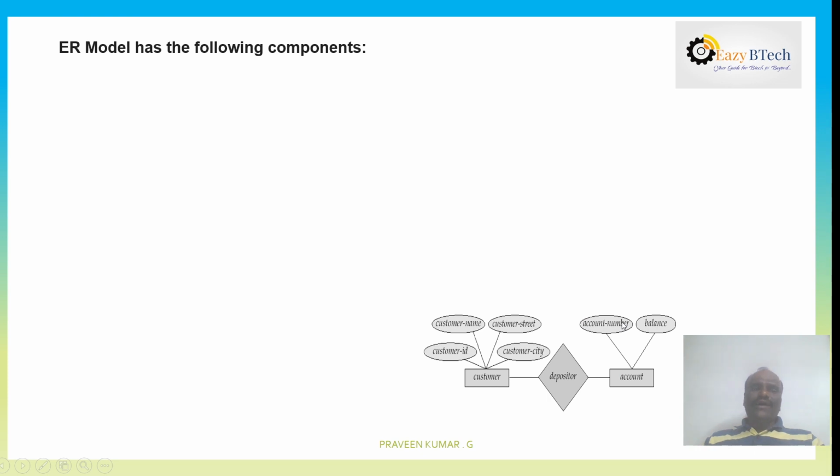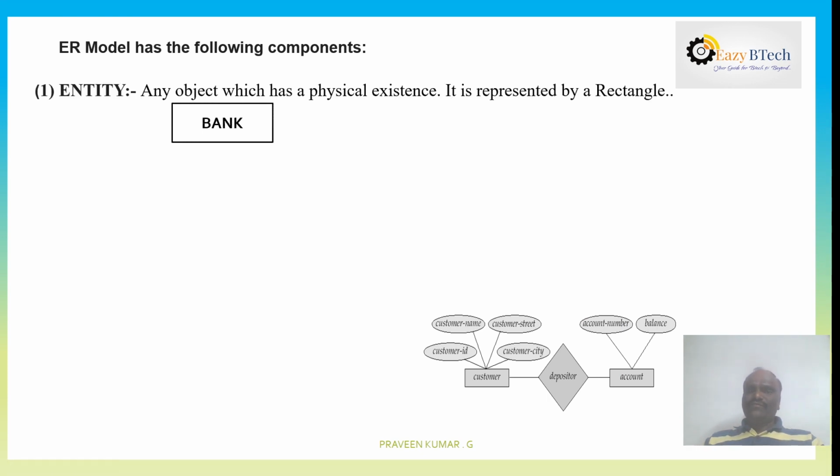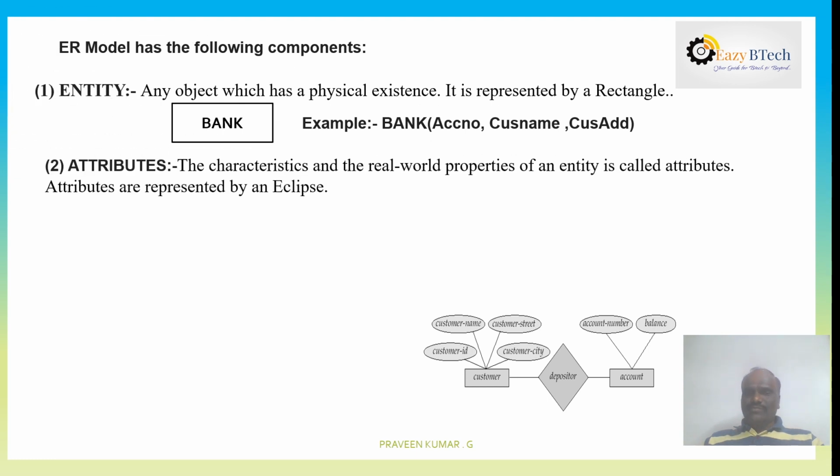What are the components of an ER diagram? If you want to design an ER model, first we require an entity. Already we discussed what an entity is. An entity is a real-time object, and we represent it with a rectangle. Here bank is an entity. How do we represent a bank? If you represent any object within a rectangle, that is representing an entity.